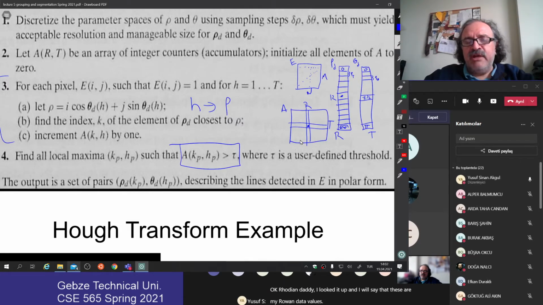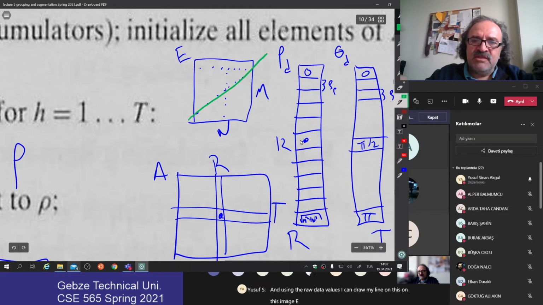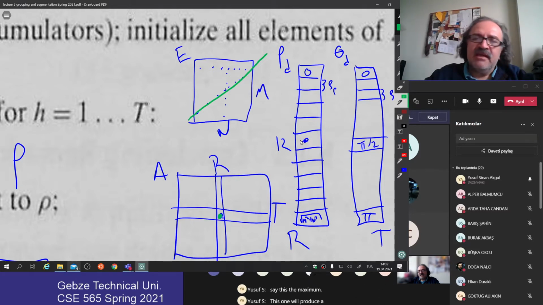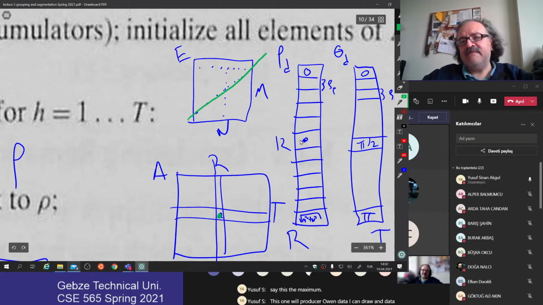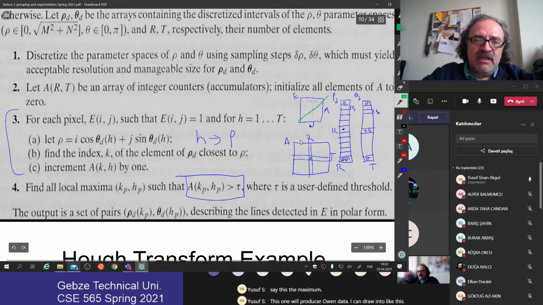And using the rho and theta values, I can draw my line on this image E, maybe it's going to be this one. So here, let's say this is the maximum. This one will produce a rho and theta. I can draw rho and theta like this. Okay, so this is the whole algorithm. This is the whole algorithm.